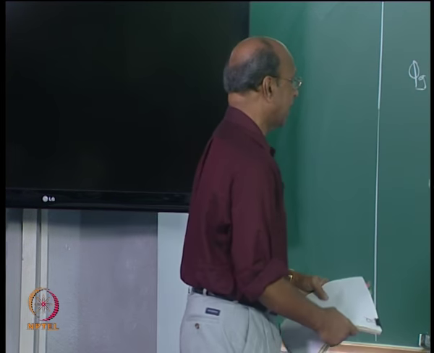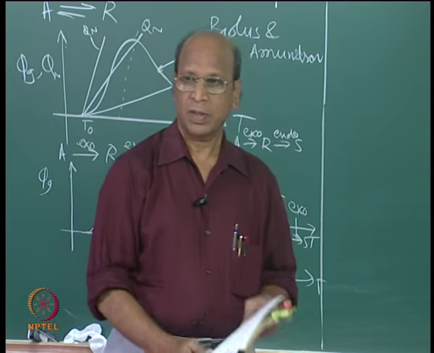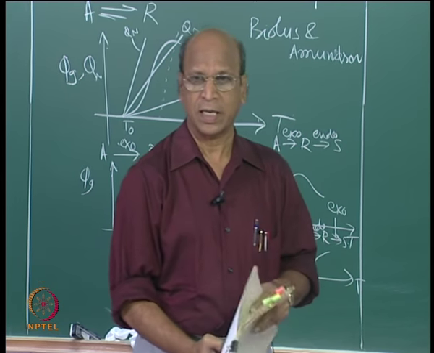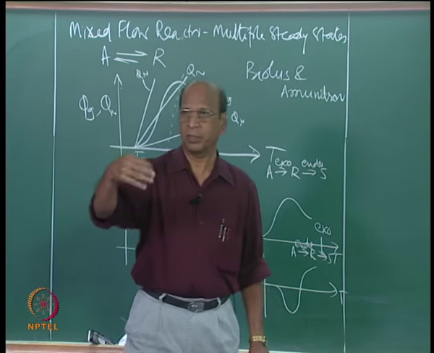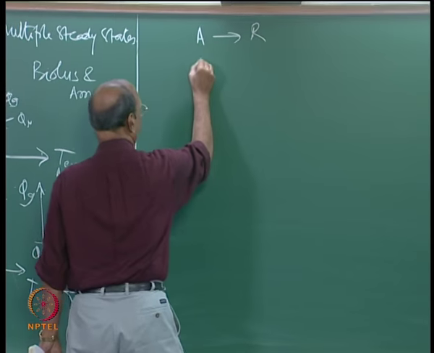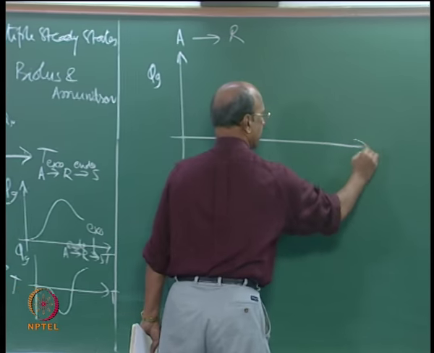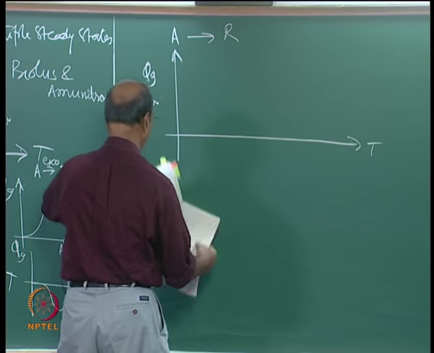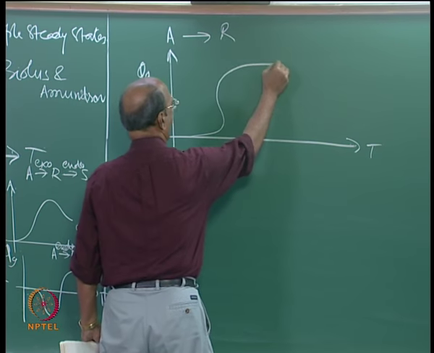Yeah. There is another thing also which we have to just discuss about, ignition and extinction points. Those points we will discuss for A going to R, a normal S-shaped curve. Okay? So, for a normal S-shaped curve, QG versus T, and of course, also QR is there, both are there. Let me draw like this curve.